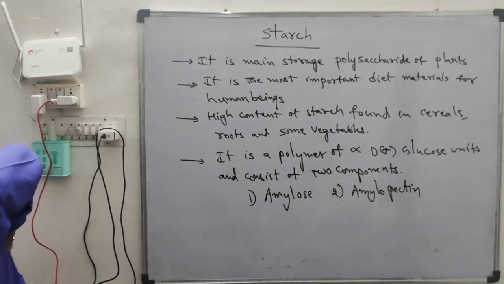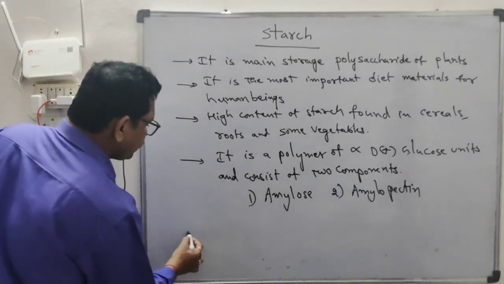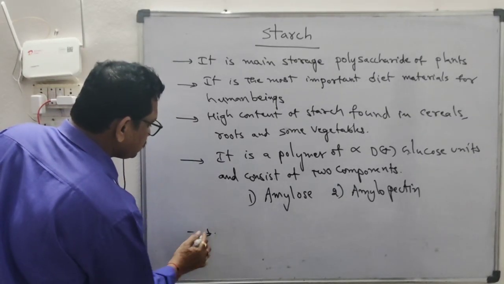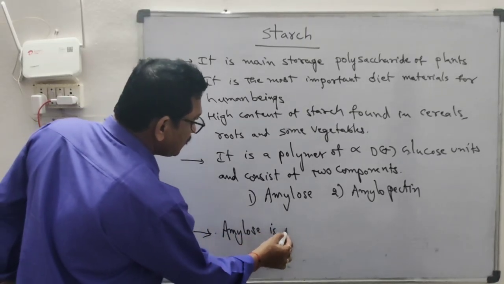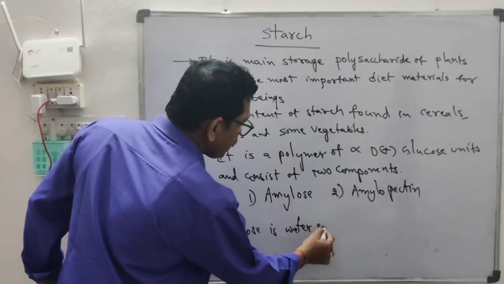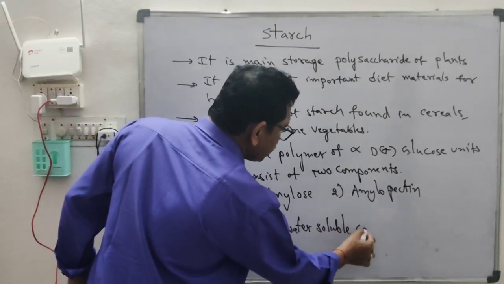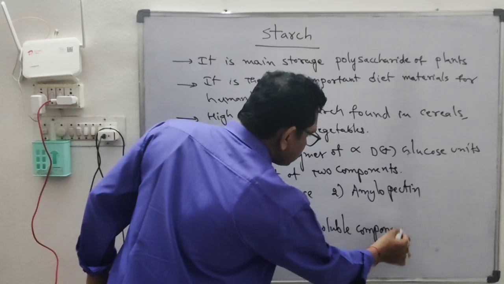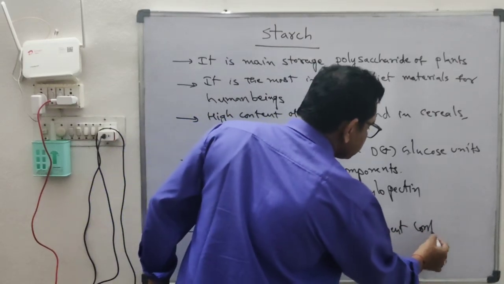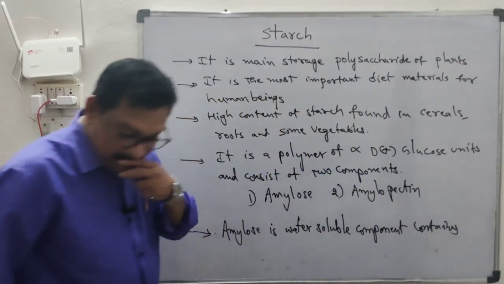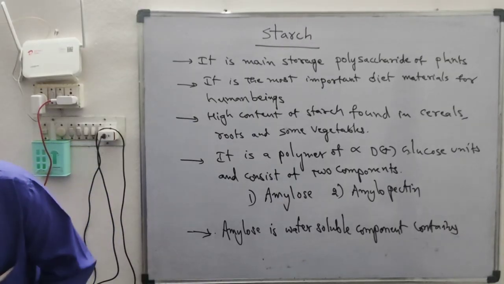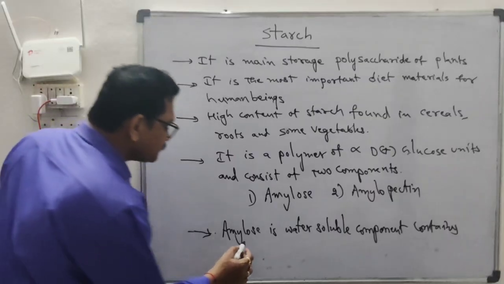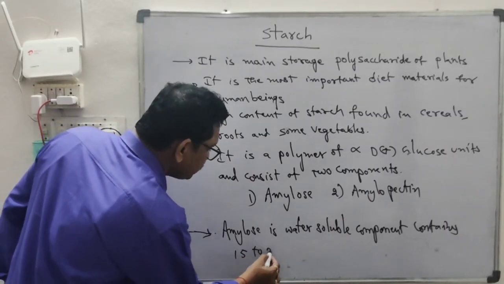So when we talk about amylose, it is a water soluble component containing 15 to 20% of starch.